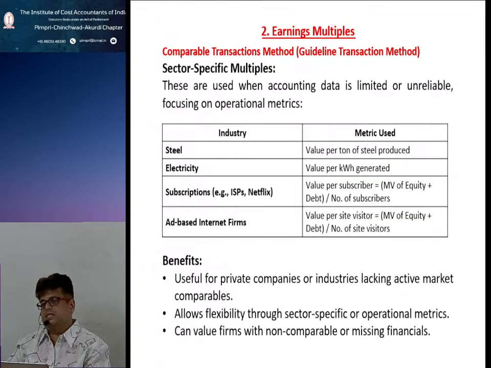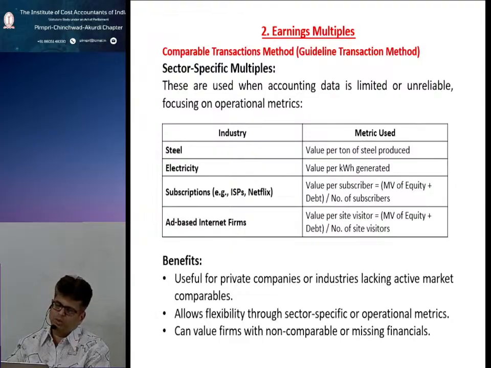Then come the sector specific multiples. These are used when accounting data is limited or unreliable, focusing on operational metrics. So industry wise, the metrics being used are: in the steel industry, value per ton of steel produced; in the case of electricity, value per kilowatt hour.